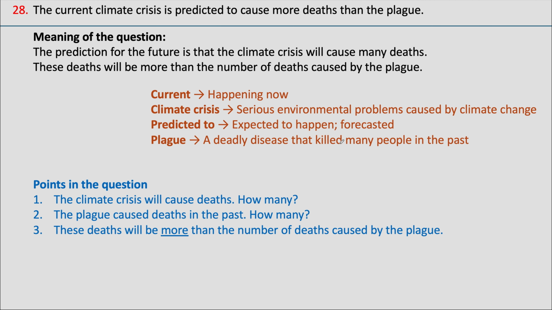Question 28 is, the current climate crisis is predicted to cause more deaths than plague. Current means now. Predicted to means something that we expect will happen in future. The question is saying people died because of plague in the past. Prediction is people will die in future because of climate crisis. More people will die because of climate crisis. So we look for how many people died because of plague, how many people may die because of climate crisis, and which number is more.